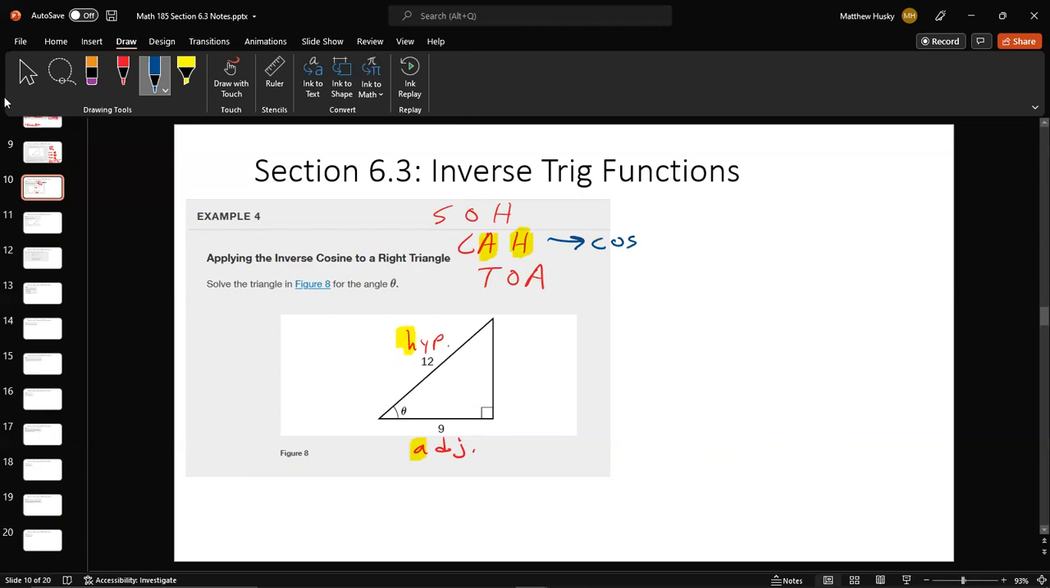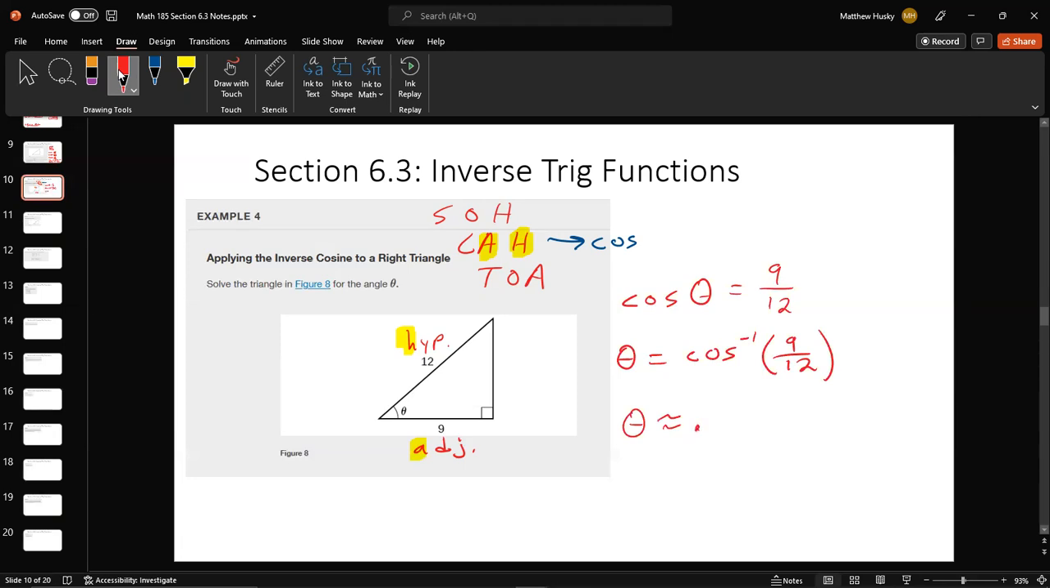So what that means is cosine of theta is going to equal the adjacent over the hypotenuse. So that's going to be 9 over 12. And if I want to solve for theta, I need to do the cosine inverse of 9 over 12. And then what you can do is get yourself a friendly neighborhood calculator and do second cosine, 9 divided by 12. And if I put that in, that'll give me 0.7227. And that's in radians.